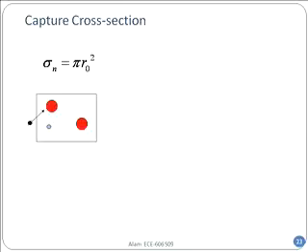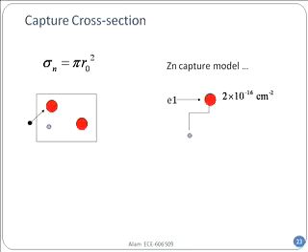Okay, so in fact, if an electron is trying to come in and get captured in one of the red empty traps, the capture cross section is going to be on the order of 10 to the power minus 14 to 10 to the power minus 16. It depends on the exact material, but on that order. Now this is the zinc capture model in silicon. That means how zinc behaves. Copper will have a slightly different value and gold will have a slightly different value.